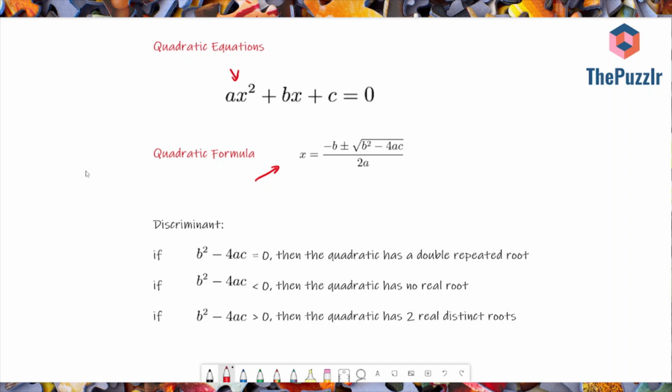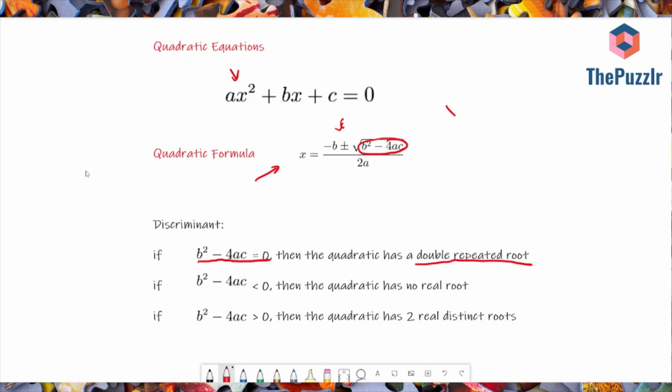So x is equal to negative b plus or minus, so there's usually two different answers, square root of b squared minus 4ac, divided by 2a. And this stuff inside the square root, we call that the discriminant of the quadratic. If that discriminant is equal to 0, then the quadratic has a double repeated root, which means that it has one root, and that root is going to be repeated twice.